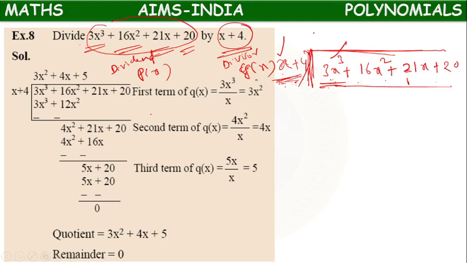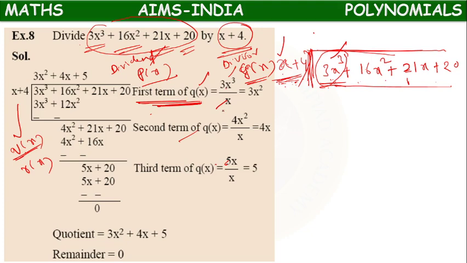Now what will come if we divide? One minute children. If we divide p of x by g of x, there is a possibility of getting q of x and r of x. If you want to find the first term of q of x, then we have to divide the first term of p of x by the first term of g of x. What is the first term of p of x? 3x cube. For getting the first term of the quotient, divide the dividend's first term by the divisor's first term.